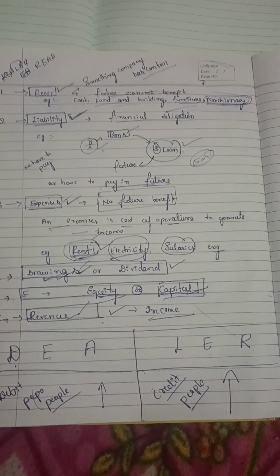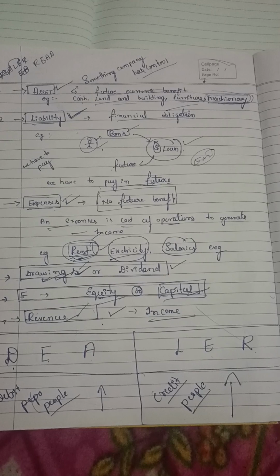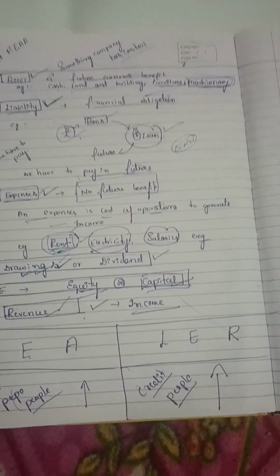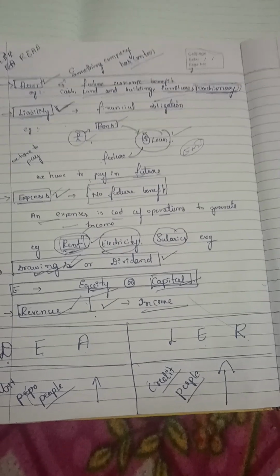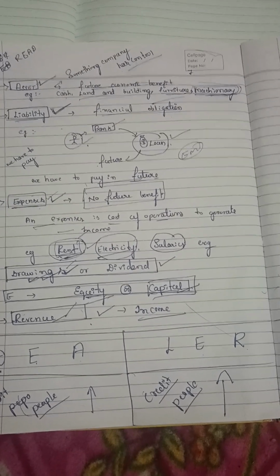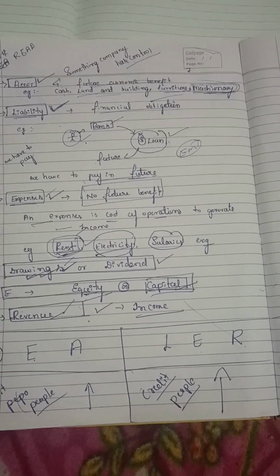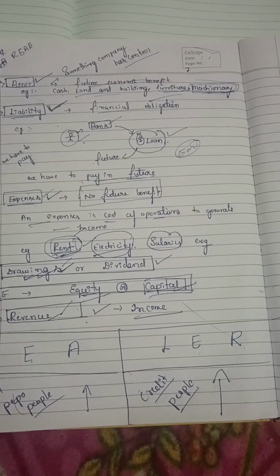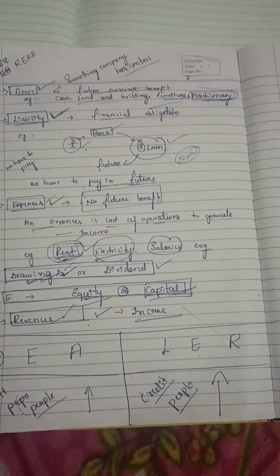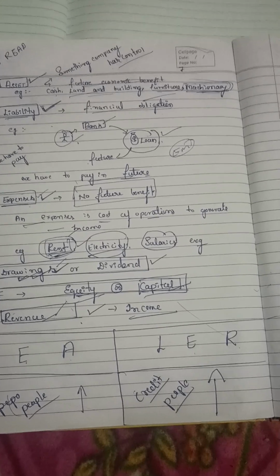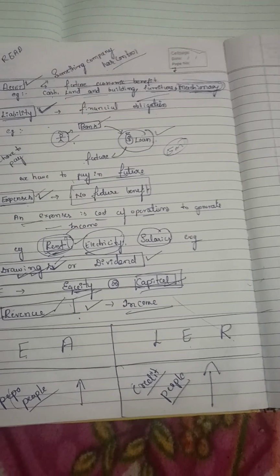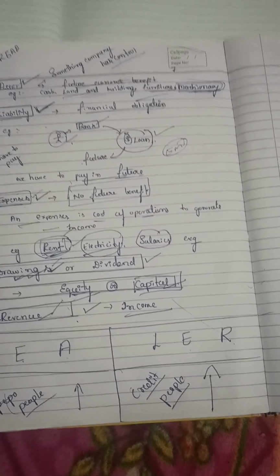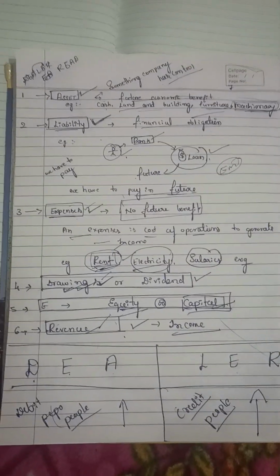Asset means you have some future economic benefit from it, like cash, land and buildings, furniture, machinery. So you have benefit from these things. If you have cash, you can buy anything. If you have machinery, you can use that machinery and get some profit from it. You have some future economic benefit.